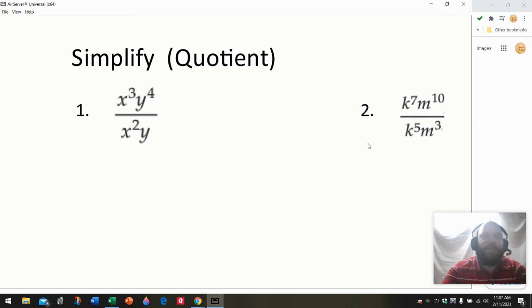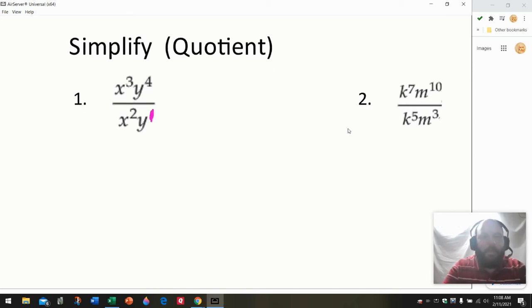We have this first expression. We have x to the third, y to the fourth, over x squared, and then y. First thing I want to see you do is go ahead and put in a first power for the y, because you should always write in the first power if it's not there. So we're going to call this first power. So there's y to the first, okay?